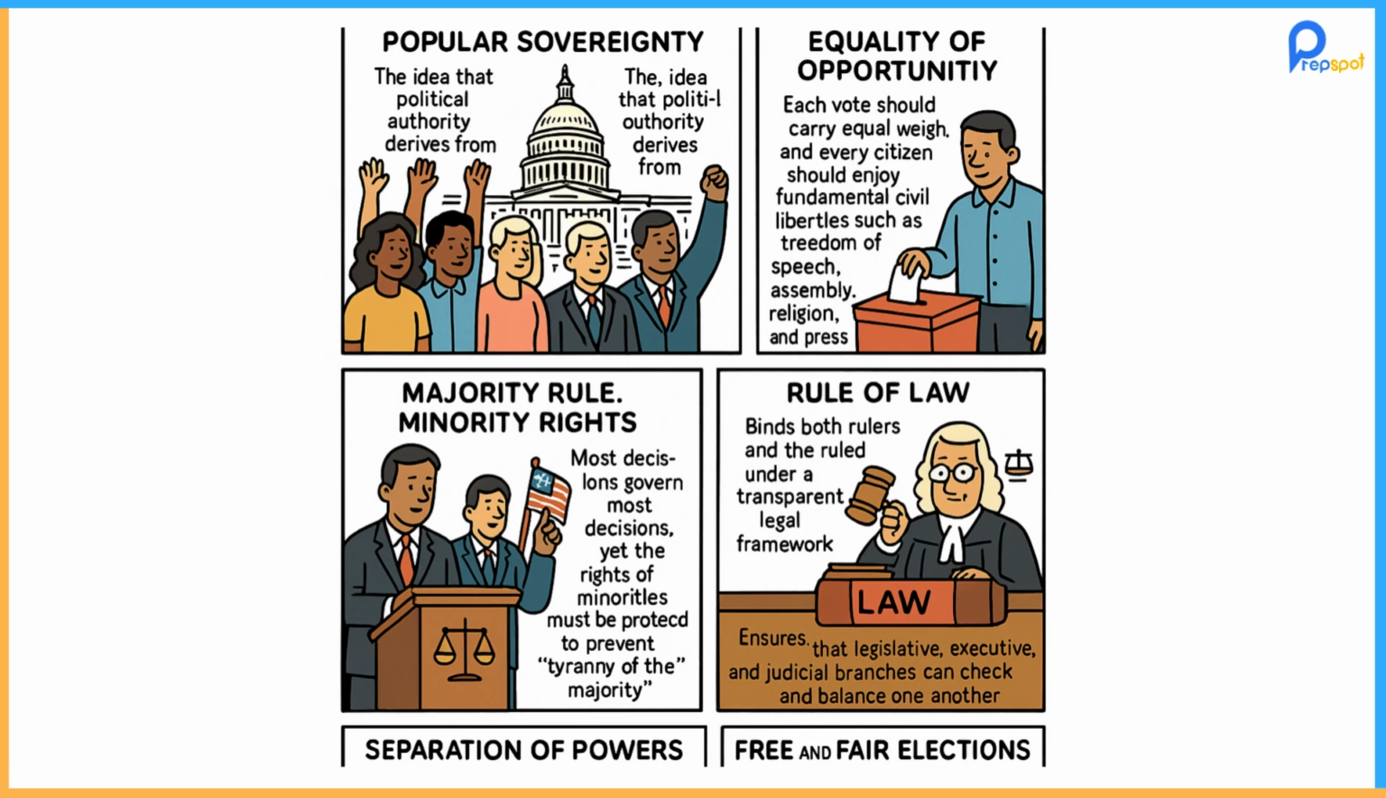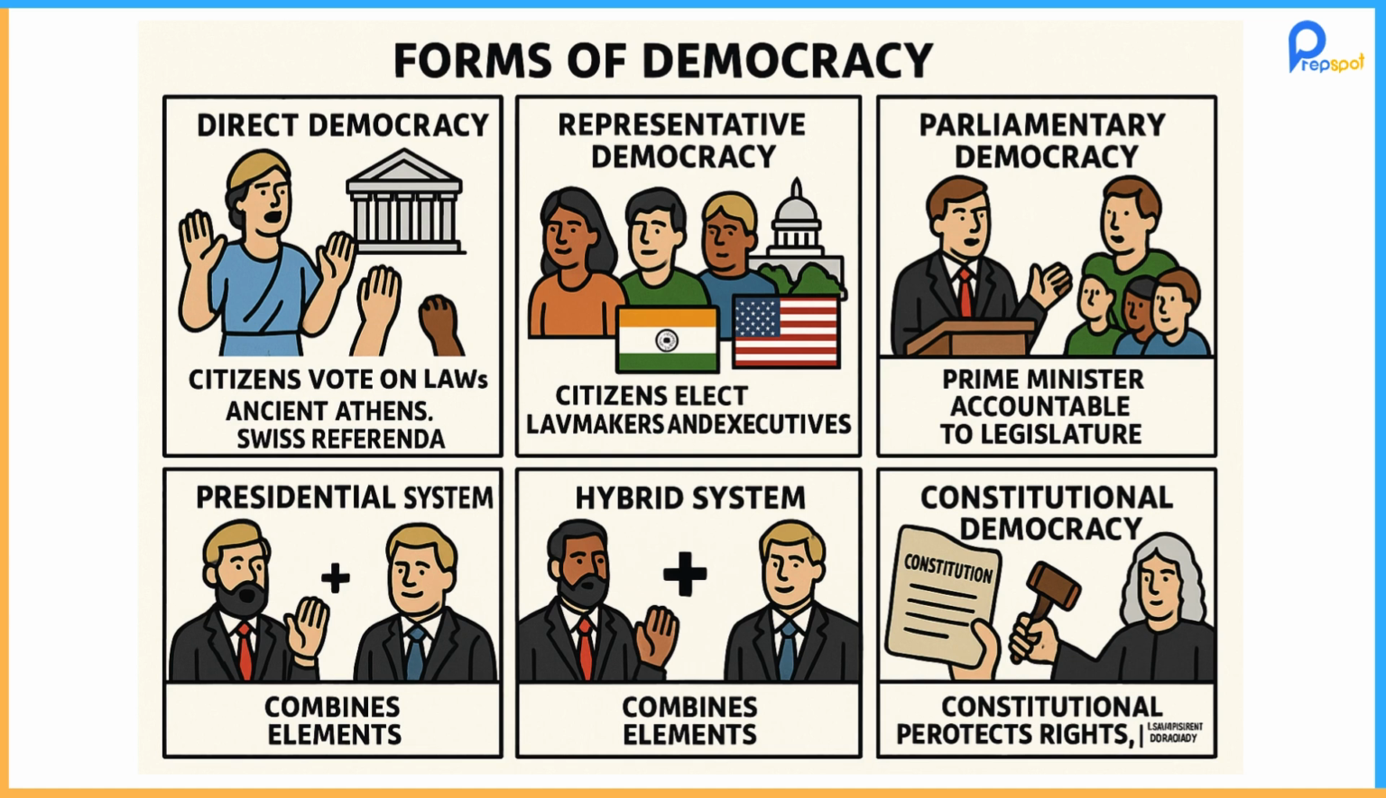The rule of law binds both rulers and the ruled under a transparent legal framework, while separation of powers ensures that legislative, executive, and judicial branches can check and balance one another. Finally, free and fair elections must occur at regular intervals, allowing citizens to sanction or reward their representatives through peaceful transitions of power. These principles find expression in various institutional forms.